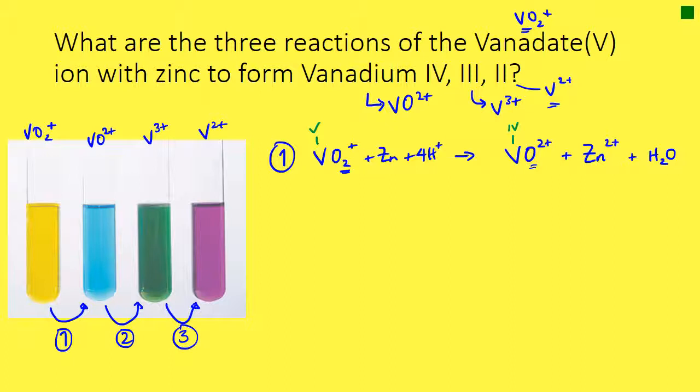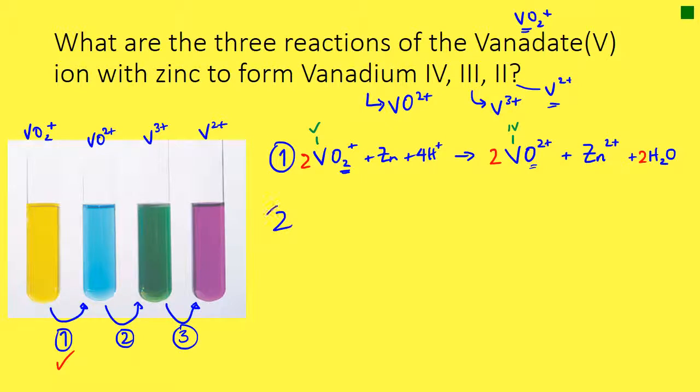Rather, not 2 hydrogen ions. In order to balance all this, let's do our balancing in red. In order to balance this, we're going to need 2 VO2s, and therefore we're going to make 2 VO2 pluses, and we're also going to make 2 water molecules. So that's our first reaction, and that has gone from vanadium 5 plus to vanadium 4 plus, and in the process gone from a yellow solution to a blue solution.